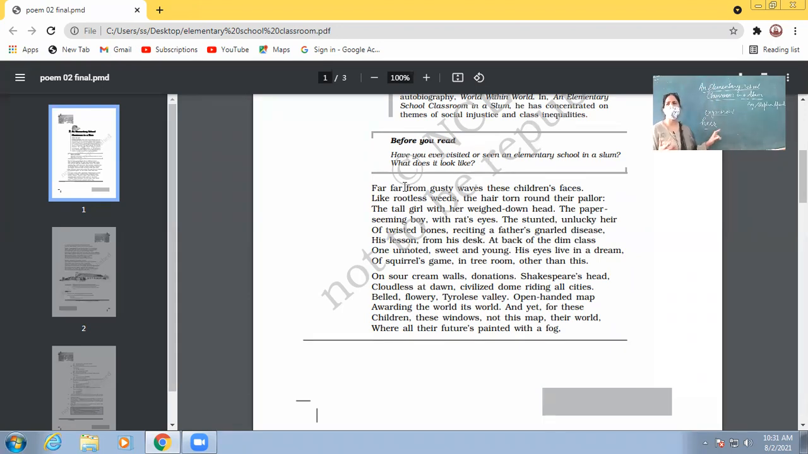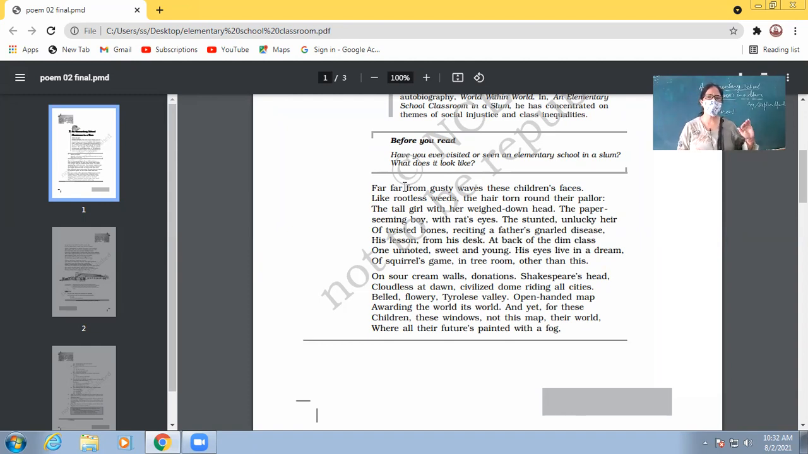What do children usually inherit from their parents? Yes, number one, genes. Number two, money, property, so many things. But what have these children inherited from their parents? Disease, poverty. So then there is another child. One child was with hair torn around his face. Another girl was with the embarrassing head put down. The third child was a very thin boy whose eyes were gleaming with hunger. Then there is the fourth child who has inherited disease from his father. What kind of disease? He has inherited the disease of twisted bones from his father. See the line? The stunted, unlucky heir of twisted bones.